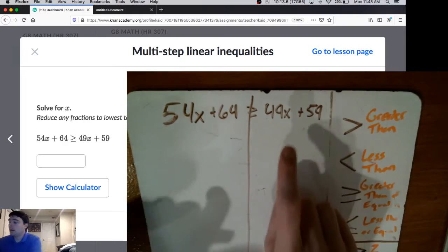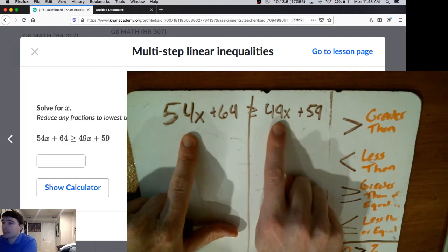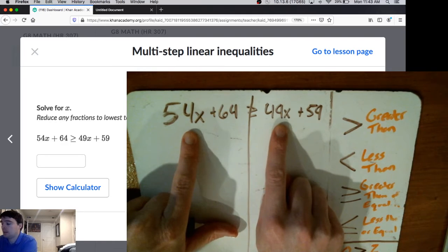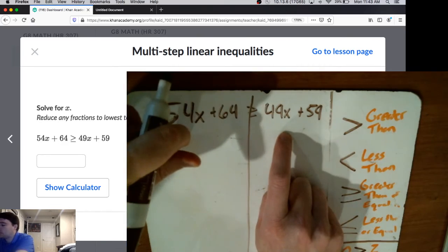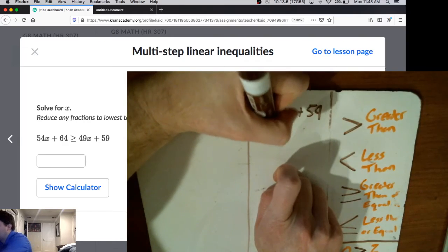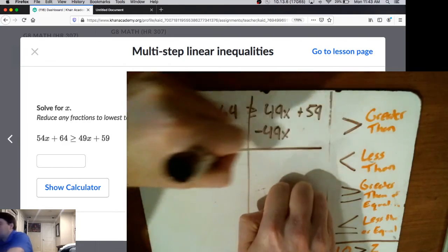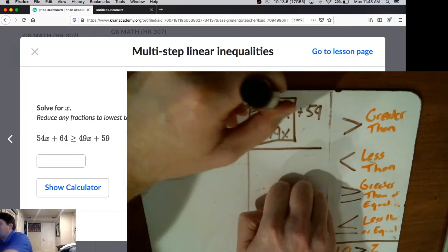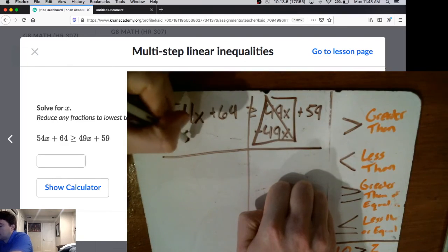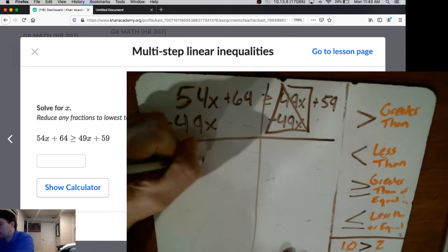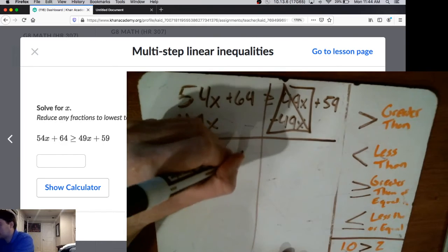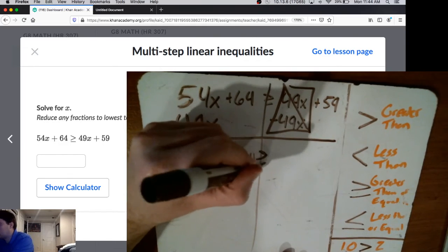As you're coming back, I see that the 54x and the 49x are not on the same side of the equation, and I want to gather them to the same side. I prefer to move the smaller number or the smaller coefficient always. That tends to lead towards positive numbers, so instead of doing negative 54x, I'm going to choose to do negative 49x. And that's going to cancel out the x's that are on the right side of this inequality. I need to subtract 49x on both sides of the inequality to keep it true. So 54 minus 49 gives me 5x plus 64, which has to be greater than or equal to 59.